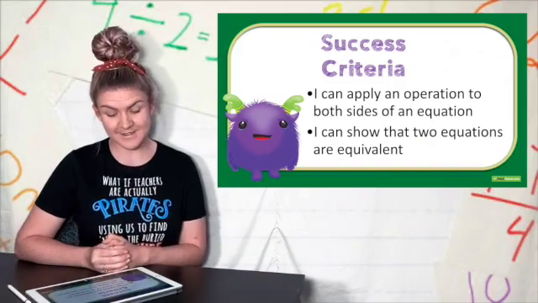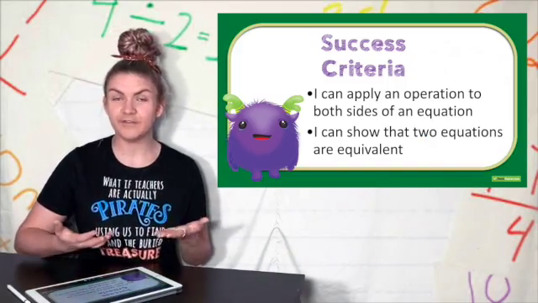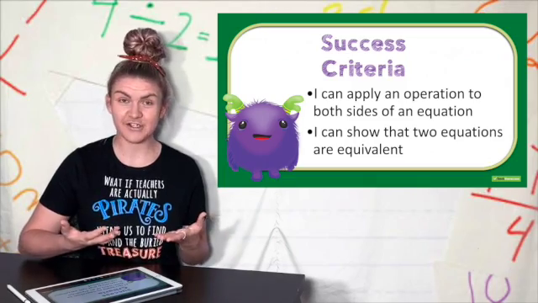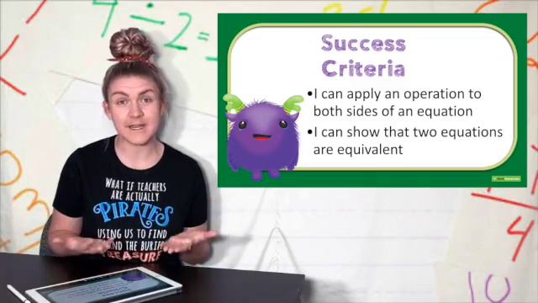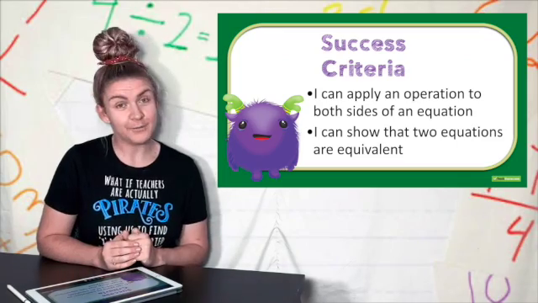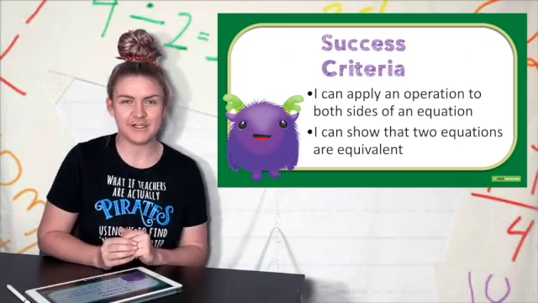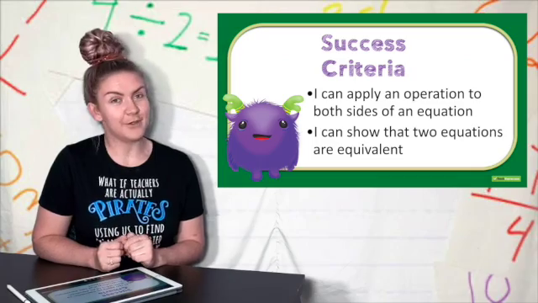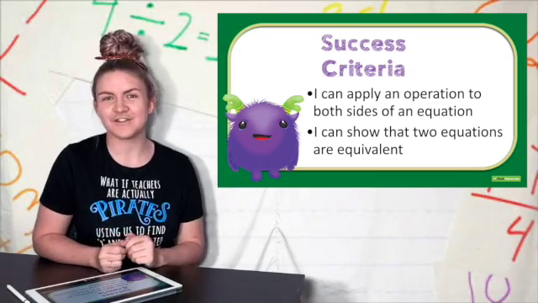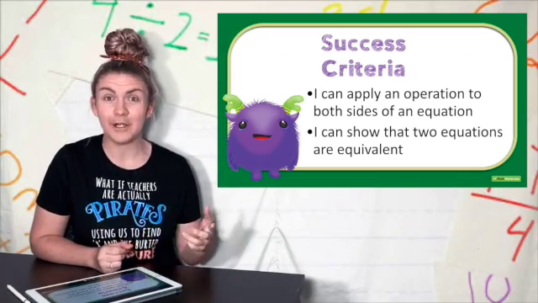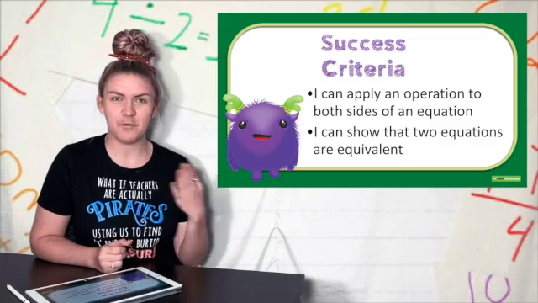I hope now you can see that equations can be equivalent and be showing the exact same information as long as we've conducted the same operation to both sides. I hope you know how to do that and to apply an operation to both sides of an equation. I also hope that if you have two equivalent equations, you could look at them and figure out what operation has been applied to get from one to the other.